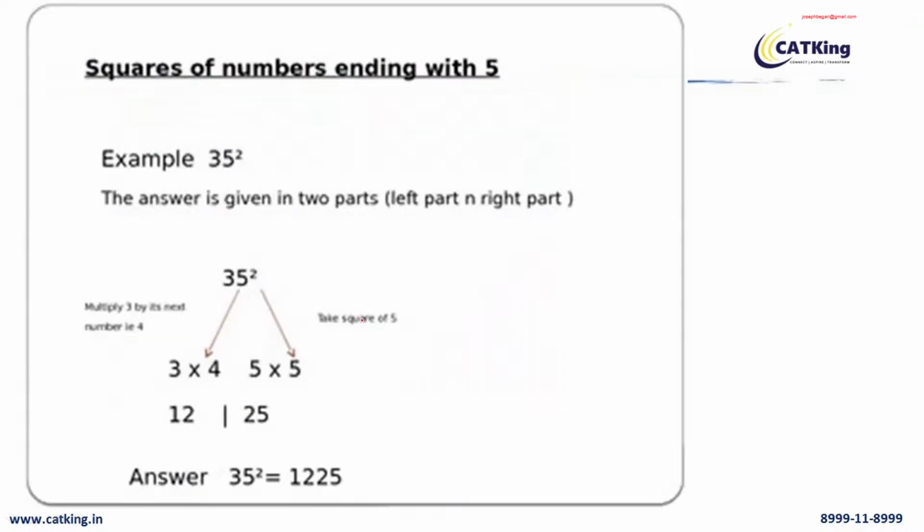Alright, let's take another example. Let's say 35 square. As we discussed, 5 square we write 25, then the number is 3, so 3 into 4 gives you 12. So the answer is 12 to 5, 1225 is your answer.